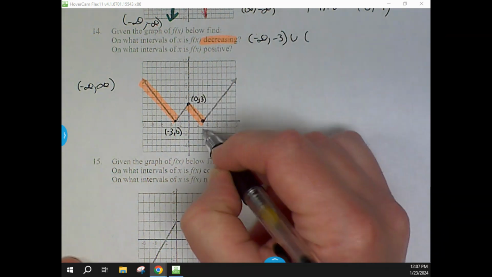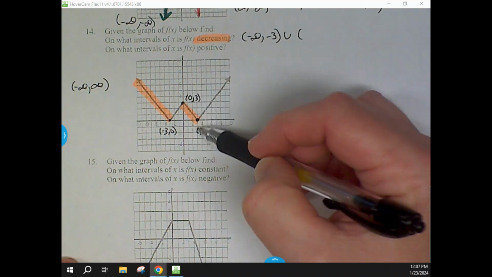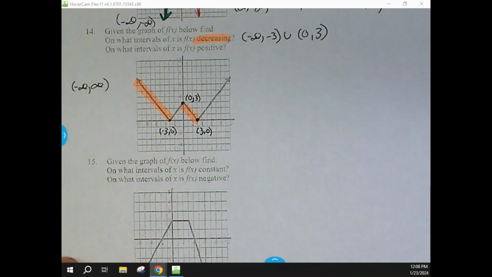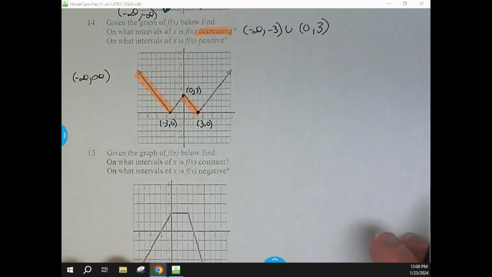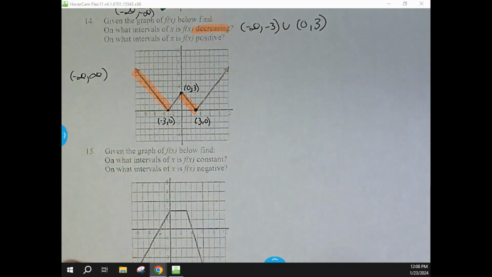This point right here is at 3, 0. And again, even though we're looking up and down, you have to talk about the x value. So this one on the left is 0. This one on the right is 3. So for that one, when it talks about the interval decreasing, it's from 0 to 3. So there are 2 parts where it's decreasing, so 2 answers when I talk about where it's decreasing.